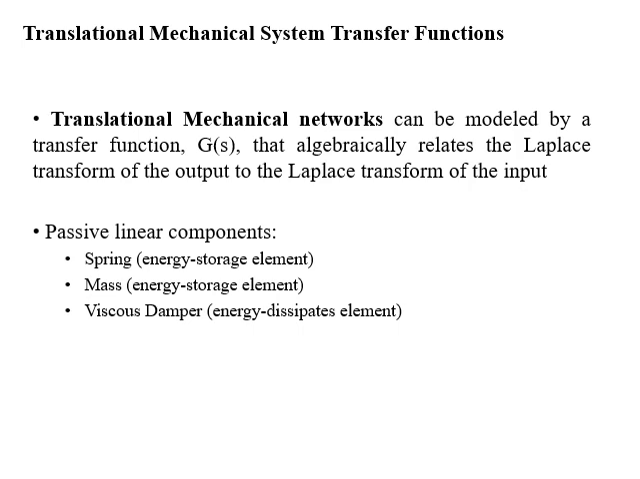In this case, we'll again study the passive linear components used in translational mechanical systems. The first component is a spring, which is an energy storage element. The second one is mass, which is again an energy storage element. And the last one is the viscous damper, which is an energy dissipating element. We'll be using these three components in our upcoming topic.